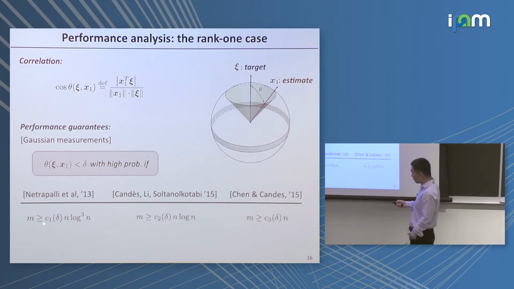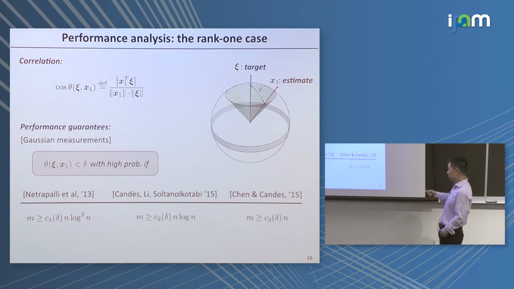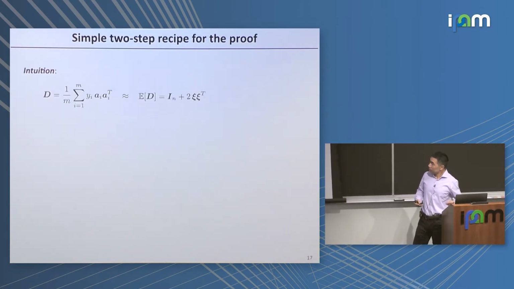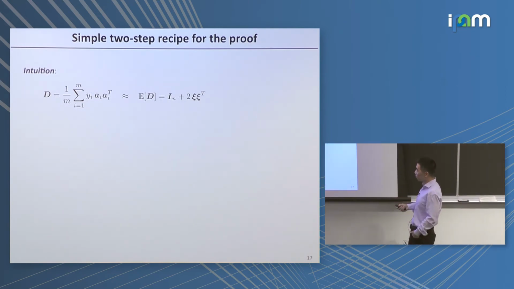Initially, what we need is m, the number of measurements, essentially n log n to the power of 3, and later on it's improved to n log n. And in the work by Yuxin Chen and Candès, they show that with some modification to the algorithm, you can make the sample complexity linear. And later I will point out exactly why initially there is an n log n factor, which you cannot really get away with if you don't do something to the measurement model.